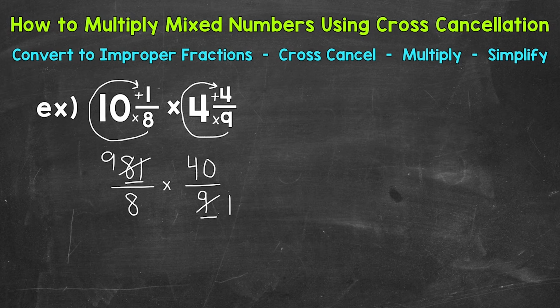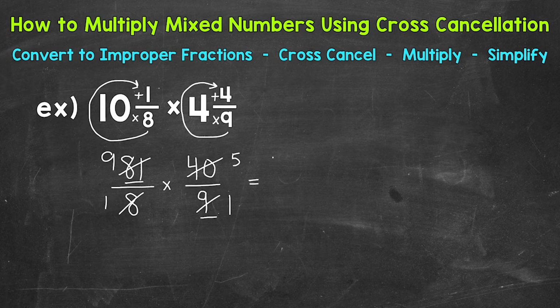We can also look the other way diagonally. So between 8 and 40, do we have any common factors? Yes. The greatest common factor between 8 and 40 is 8. So let's divide them both by 8. So 8 divided by 8, let's cross it out. That's going to give us 1. And then 40 divided by 8 is 5. Once we get to this point, we can multiply straight across.